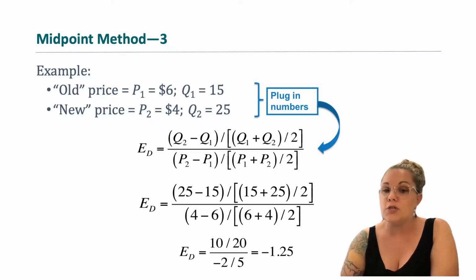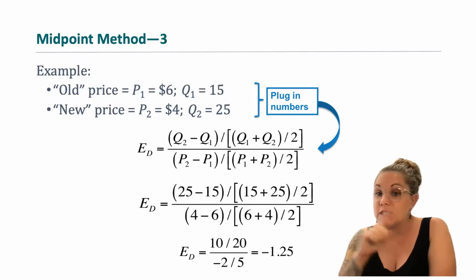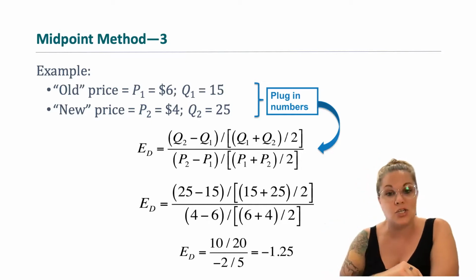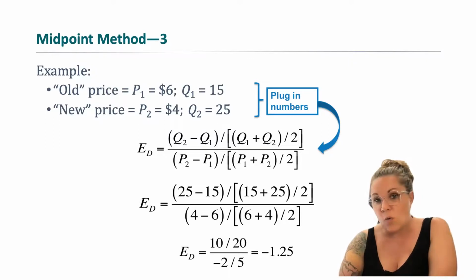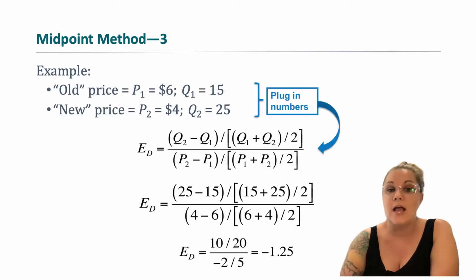And 1.25 tells us that this is actually elastic because the number is bigger than 1, which means that the response was bigger than the initial change. That is, the response in quantity, the size of that shift from 15 to 25, is a larger change in and of itself in response to this price change from 6 to 4.